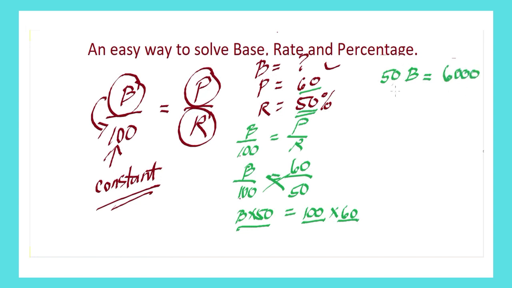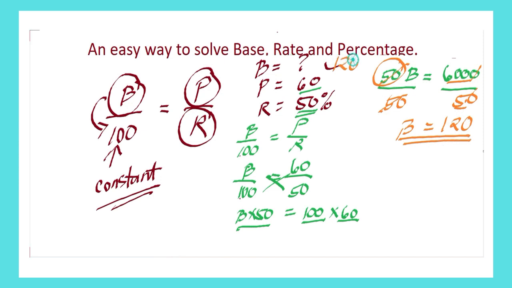We are going to divide both sides by the number beside the letter B, that is 50. So divide both sides by 50. Cancel, cancel. So B is equal to 6,000 divided by 50, which becomes 600 divided by 5. What is the answer? 120. Very good. So the number that we are looking for here is 120.